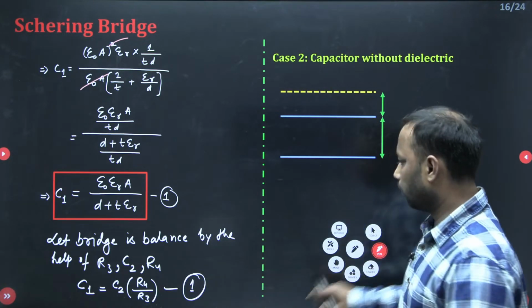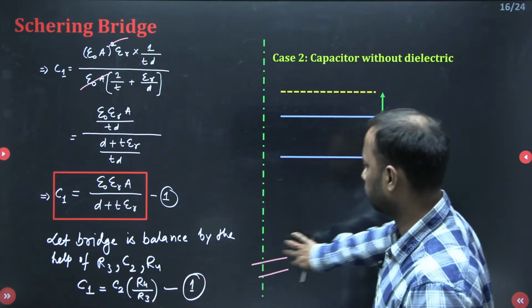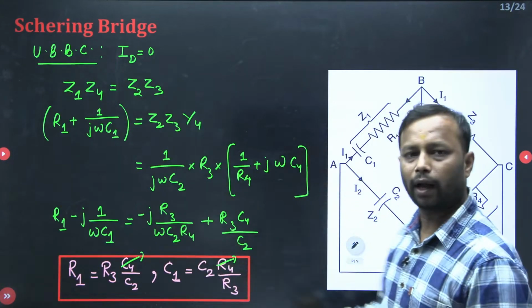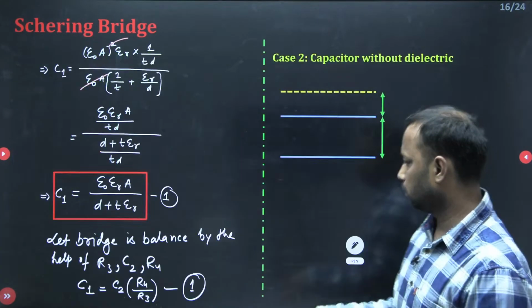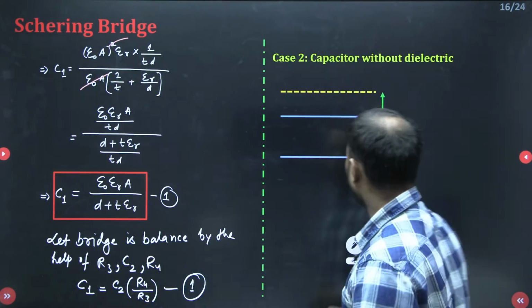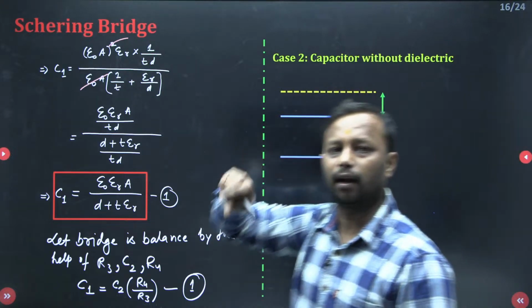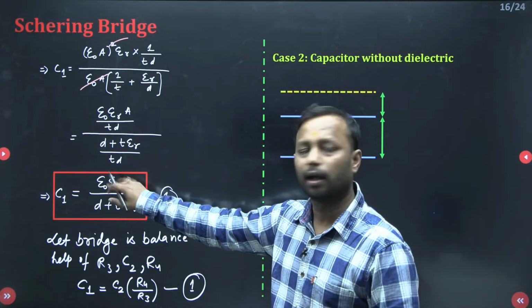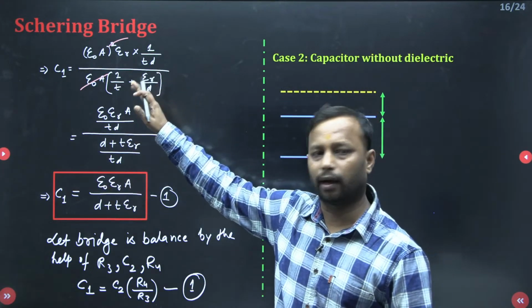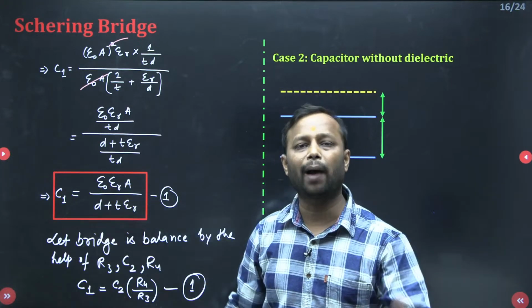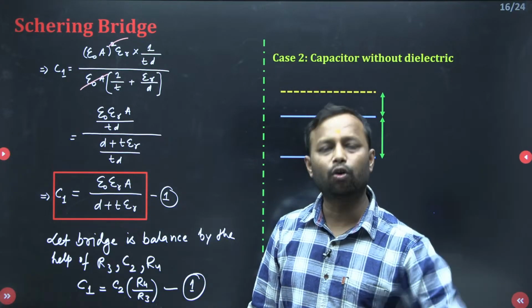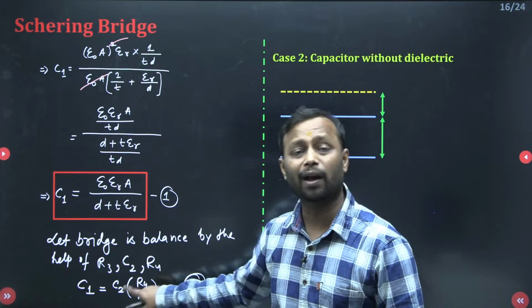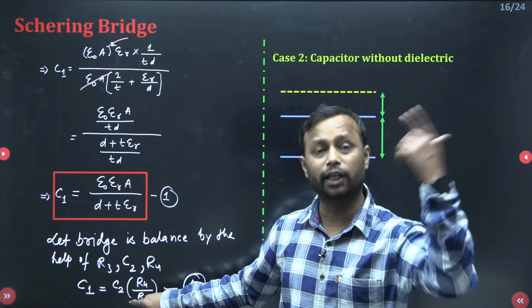Okay. So by the help of this C2, R4 and R3, I have balanced the bridge. Now let us remove the material. Then definitely once you remove this material, epsilon R will be eliminated. So the bridge is again going to be unbalanced. So this time do not change any parameter to get the changed value of C1.